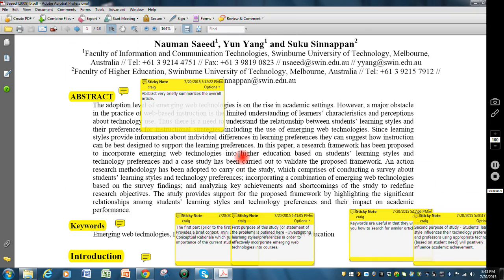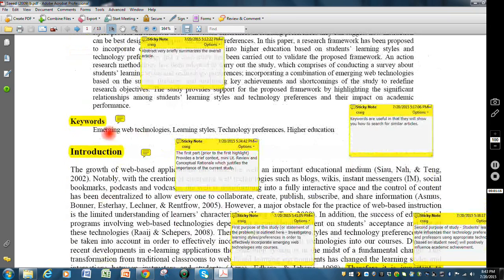Okay? Now as you scroll down, the next part of the article are the keywords, which are always found immediately underneath the abstract, and the keywords are useful in that they will show you how to search for similar articles. So if you particularly like this article and wanted to find something similar, I would use the keywords when you're doing your searches on the EBSCO host database that was discussed in the prior video.